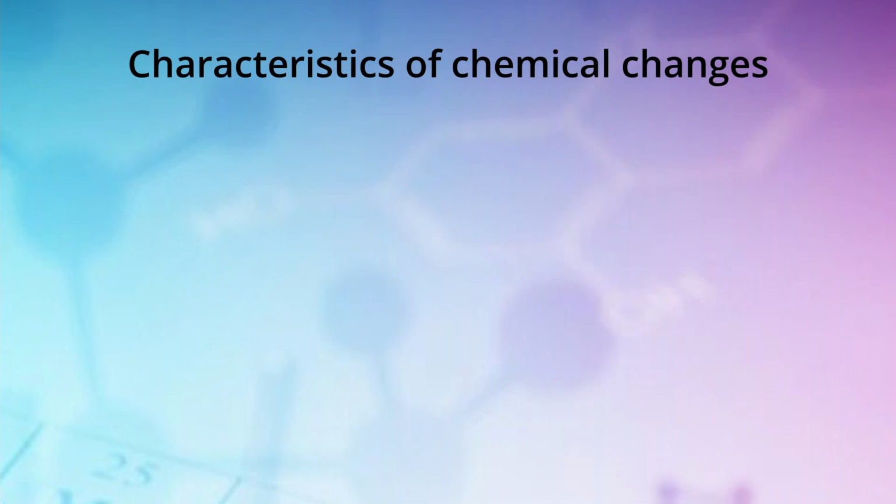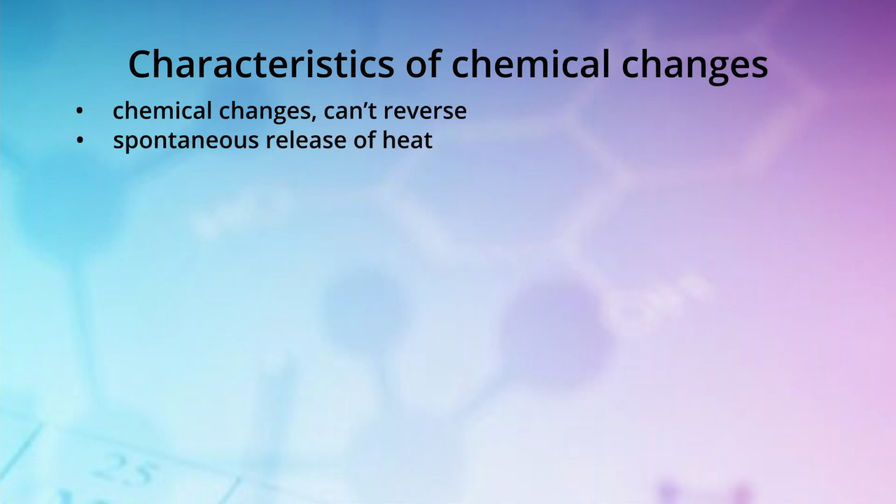What are chemical changes? A chemical change is a reaction that alters the chemical composition of a pure substance. We can recognize chemical changes through the following characteristics. Chemical changes can't reverse since they involve breaking bonds between molecules and forming new bonds. The spontaneous release of heat after mixing compounds is a good indicator that a chemical reaction has taken place.